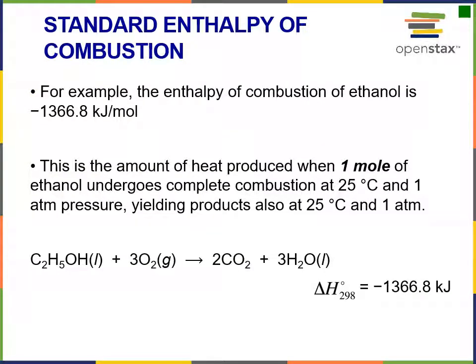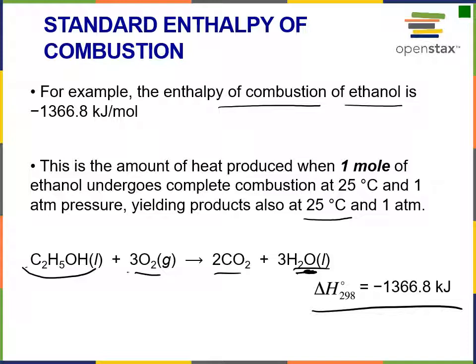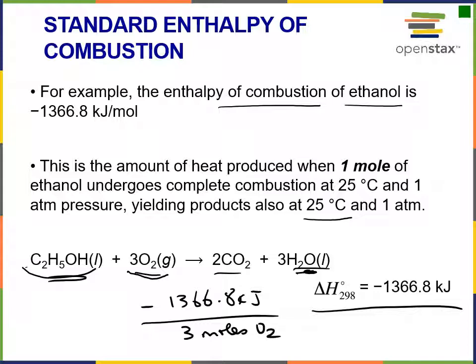For example, the standard enthalpy of combustion, meaning 1 mole of ethanol burning with oxygen here, making carbon dioxide and water. Standard state here at 25 degrees Celsius means we're going to have water as a liquid. And our enthalpy for this, or heat released, is minus 1366.8 kilojoules. This would be for 1 mole of ethanol reacting with 3 moles of oxygen. So this would be minus 1366.8 kilojoules for either 1 mole of ethanol or for 3 moles of oxygen, etc.